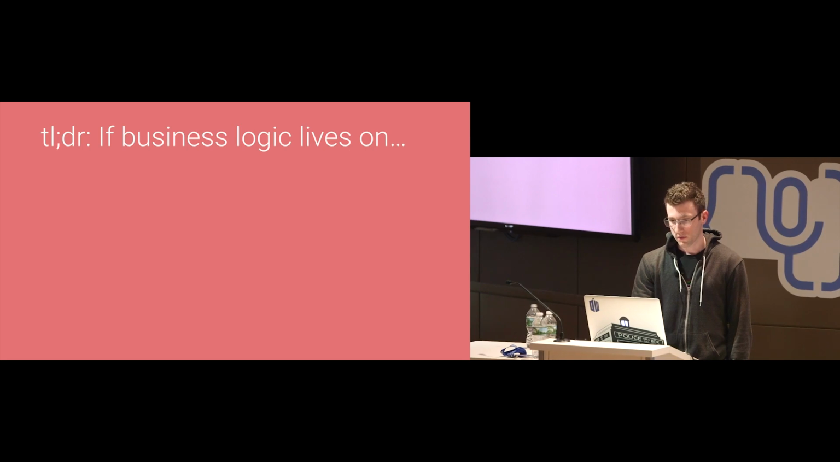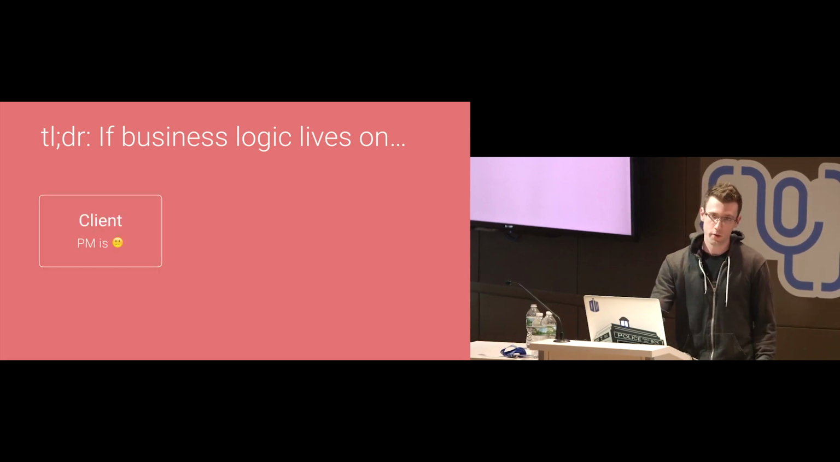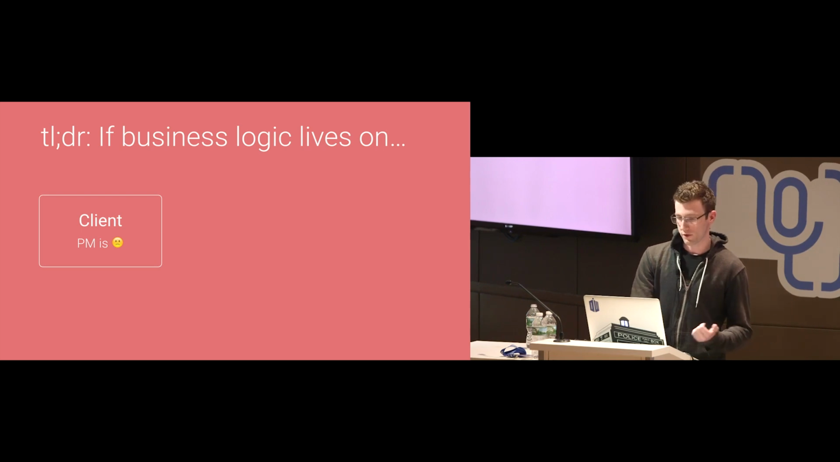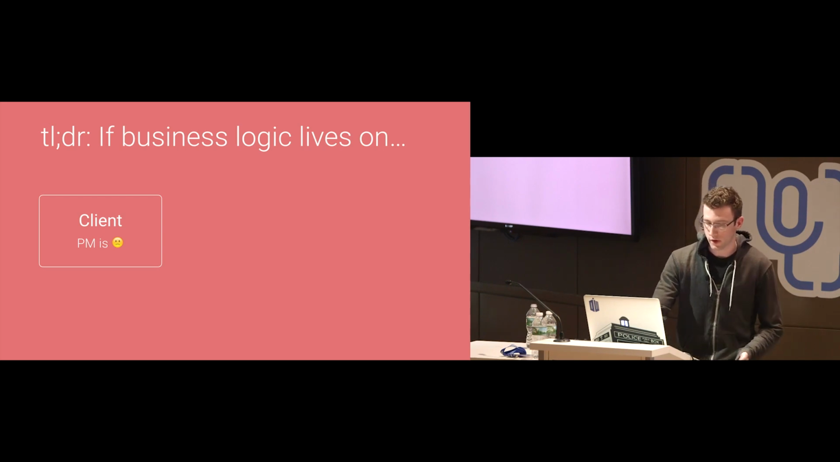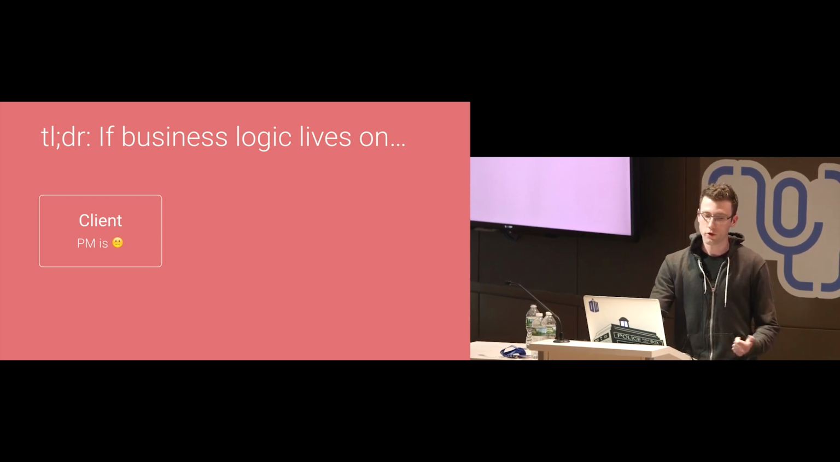All right, so in summary, if your business logic lives on the client, then your PM is sad because changing the logic is expensive and slow. Your PM comes to you and says, hey, we want to change this username. We want to allow 25 characters instead of 20. And then you need to make that change. Well, all of your platforms need to make that change.